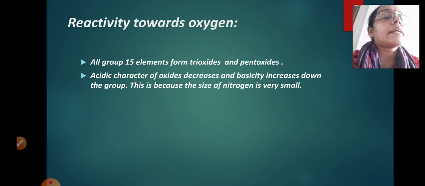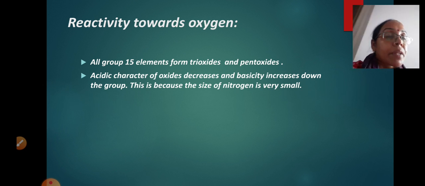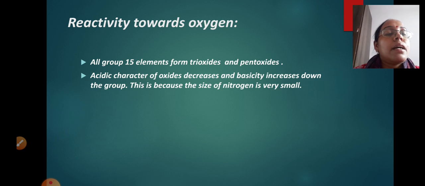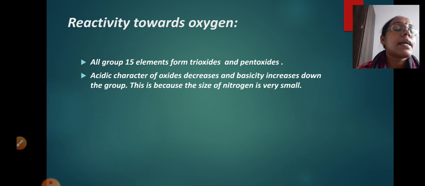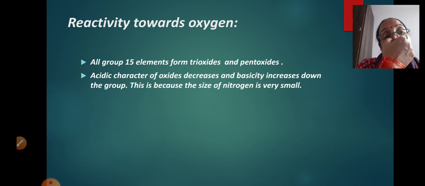Now acidic character of oxides decreases and basicity increases down the group. As you move from top to bottom in the group, what will happen? The acidic character will decrease, but the basic character will increase. That means moving from nitrogen to bismuth, the acidic character will decrease and the basic character will increase. Nitrogen will have more acidic character than bismuth, and less basic character than bismuth. And this is because the size of nitrogen is very small.